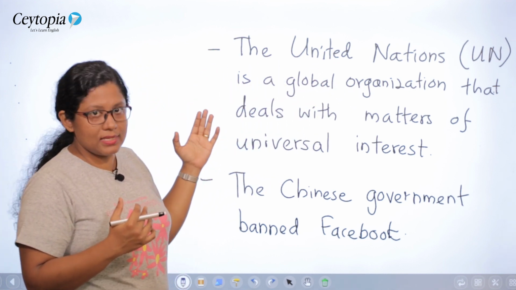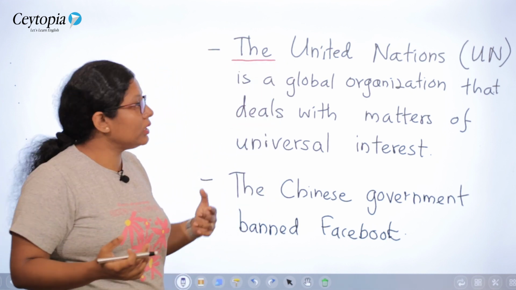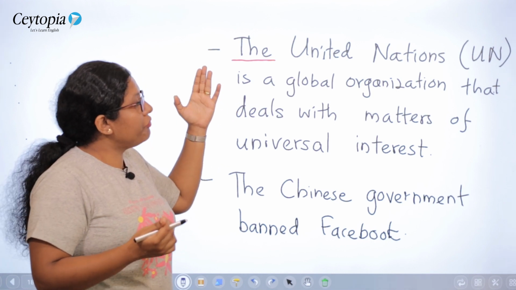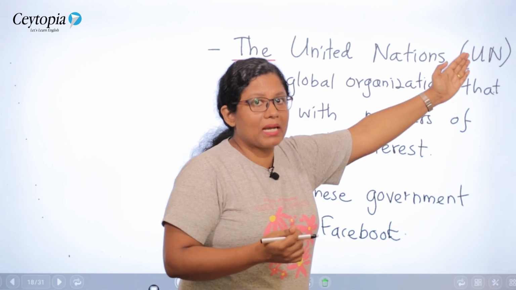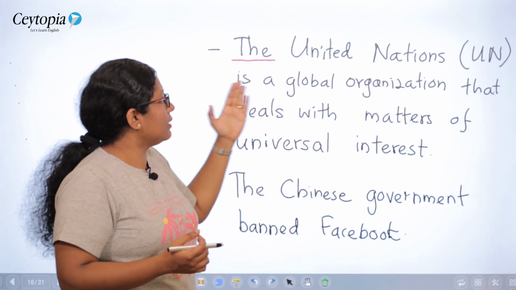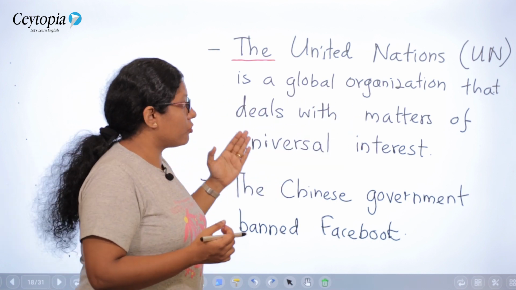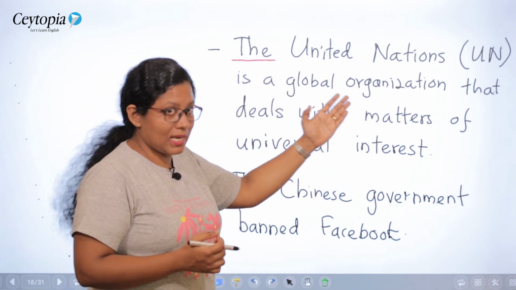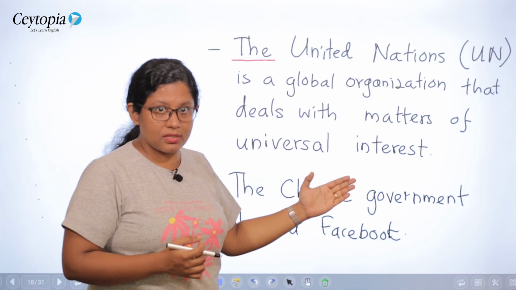In these cases, you use the before the name. Even though it is a proper noun, you use the before it. And with the acronyms, if you pronounce them separately, UN, again you use the. The UN is a global organization that deals with matters of universal interest. The United Nations is a global organization that deals with matters of universal interest.